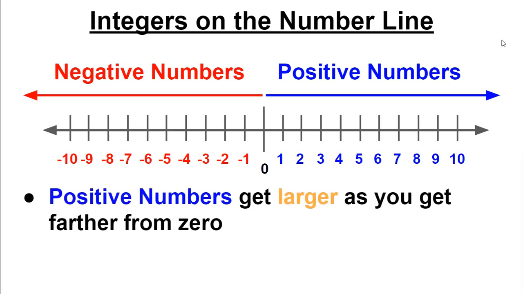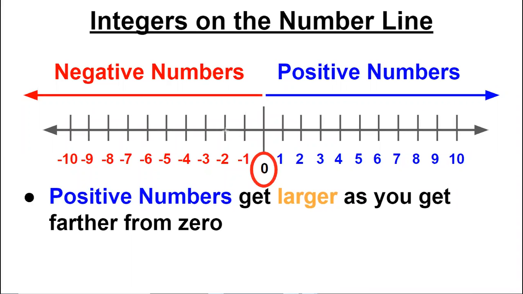So let's think about this. Positive numbers get larger as you get farther from 0. So if this is my 0 and I want to go farther from 0, let's say I pick 2 right here. That's pretty close to 0, wouldn't you say? But then if I go over here and I pick 6, that's farther from 0.